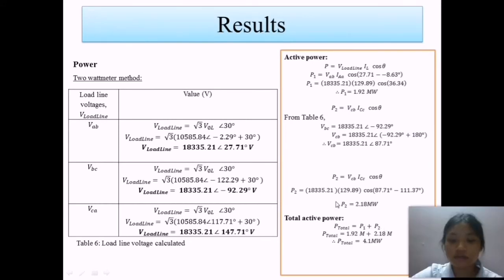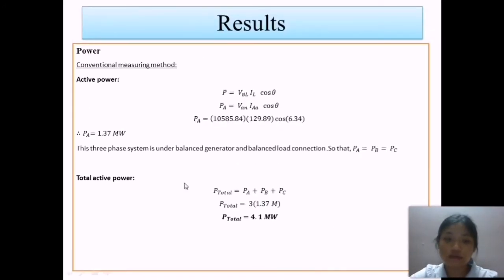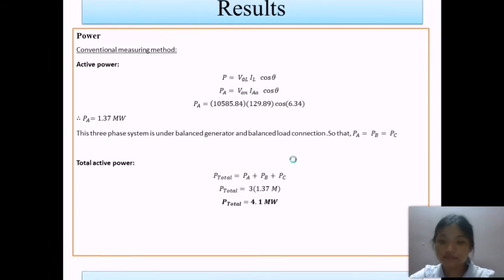Then the total active power is P total equal to P1 plus P2. But it's different from the conventional method, because the conventional method has the three lines PA, PB, PC. So that's PA plus PB plus PC for the conventional method. But the total active power for the 2 watt-meter method is just P1 plus P2, and this one, so we get 4.1 megawatts, which is the same value as the conventional measurement method.